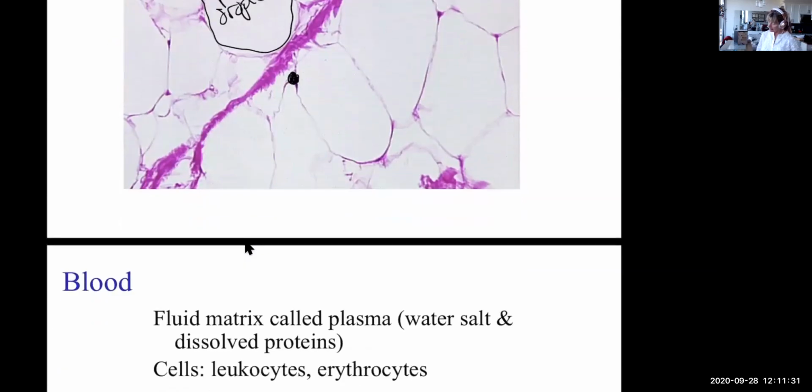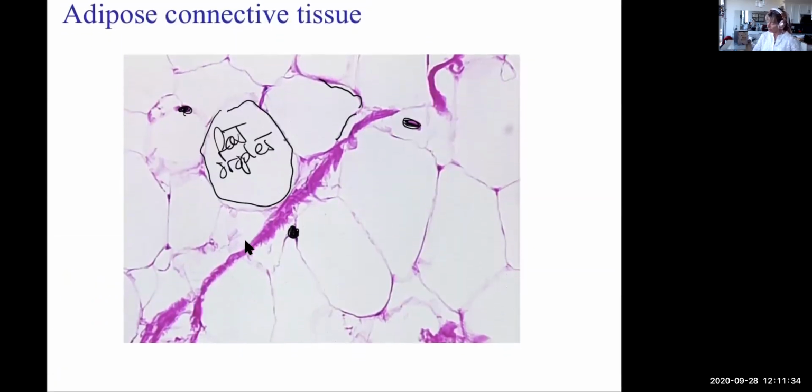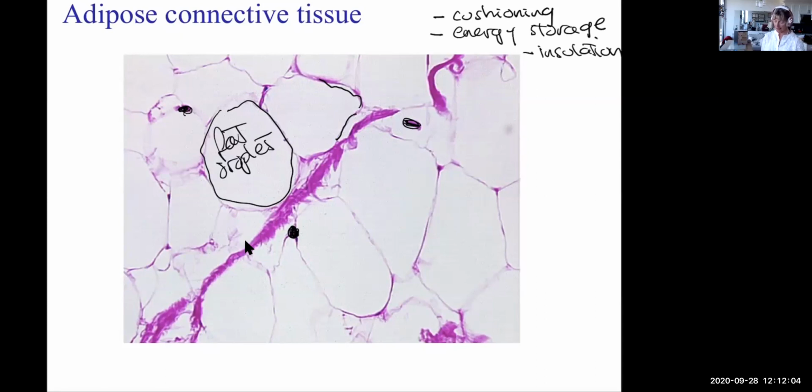The function of adipose tissue, or fat, is to cushion organs. They cushion the eye, for example, for the storage of energy, and insulation. Insulation from cold and electricity. Adipose connective tissue.